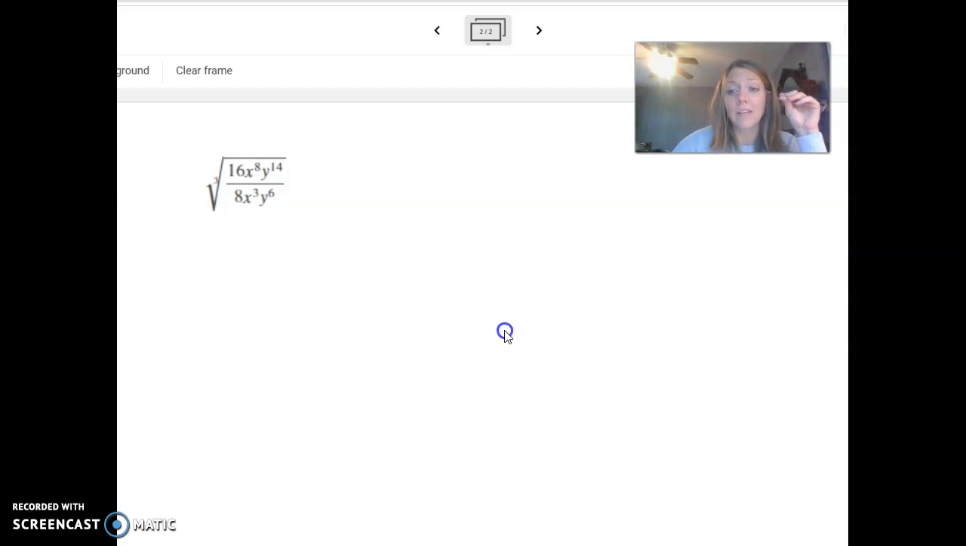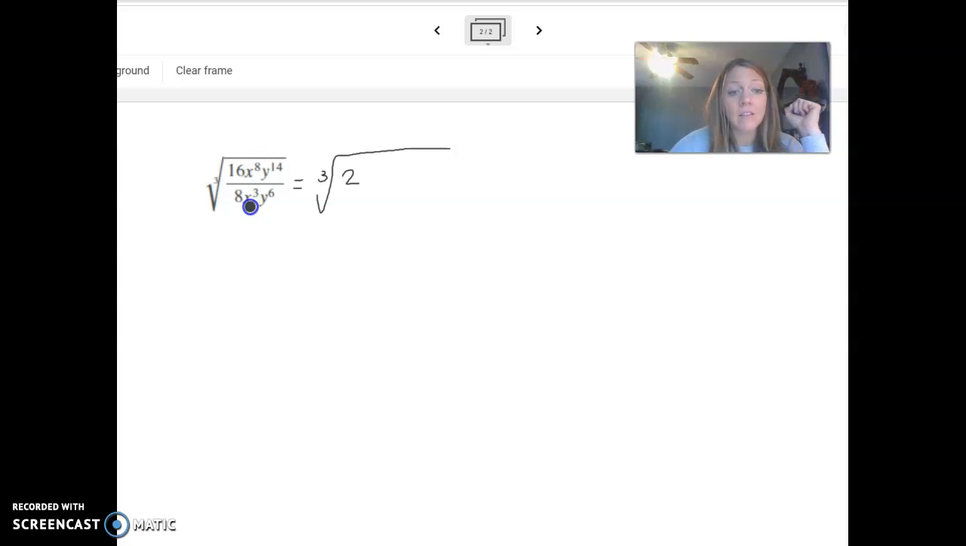So if you are able to simplify what's inside the radical first and then deal with the radical later, that's how I would accomplish these. So again, deal with the cube root later. And right now, we can just kind of simplify this fraction. 16 divided by 8, well, that's 2.